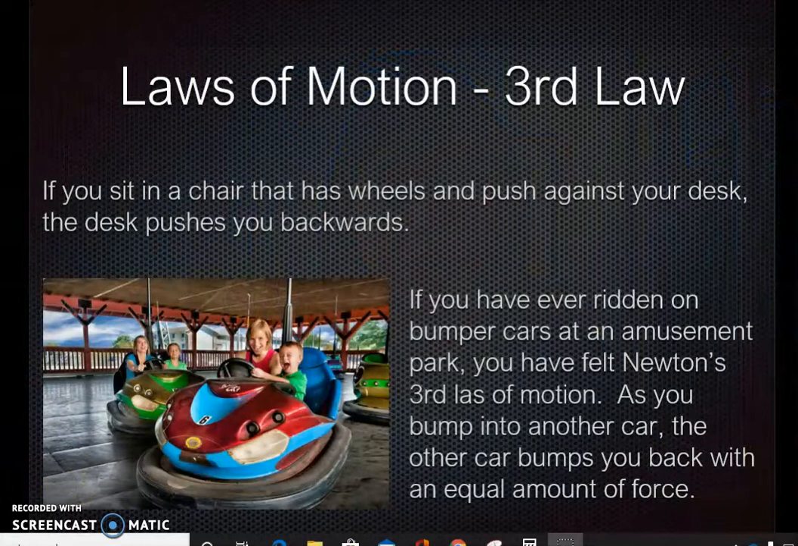Here we go. You ever ridden in bumper cars at an amusement park? Then you felt Newton's third law of motion. As you bump into another car, the other car bumps you back with an equal amount of force.